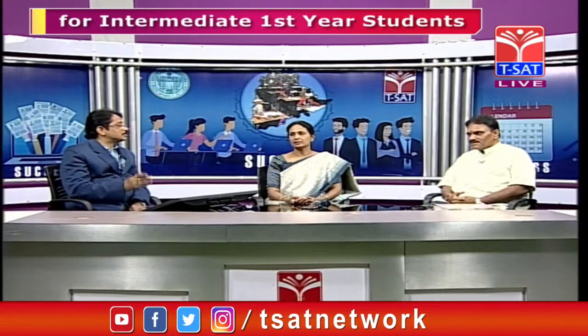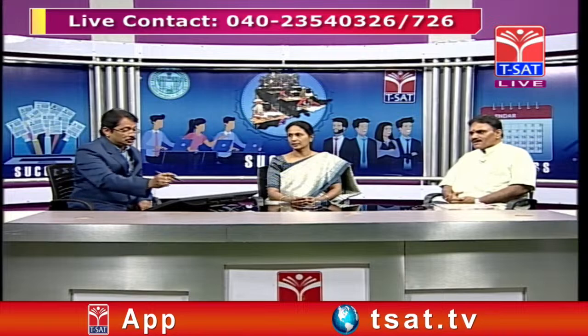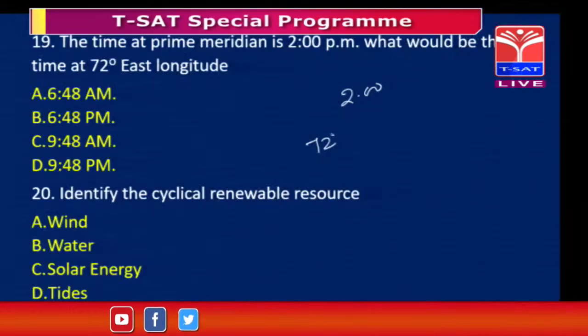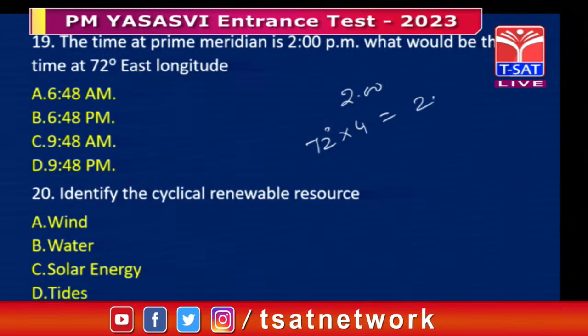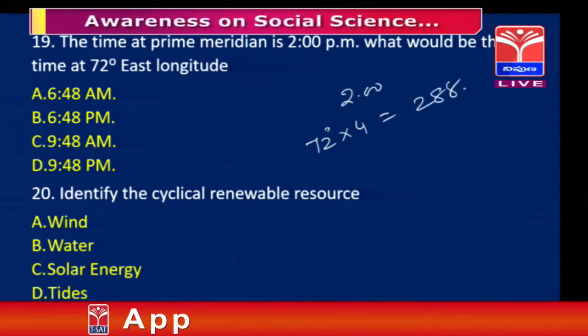As one degree of longitude increases towards the east, the time difference is plus 4 minutes. Plus 4 minutes will be added. Here the time is 2 p.m. And 72 degrees means 72 times 4, which is 288 minutes.